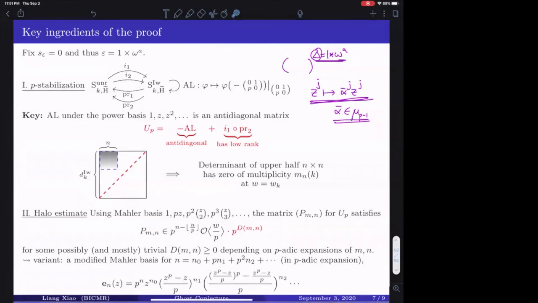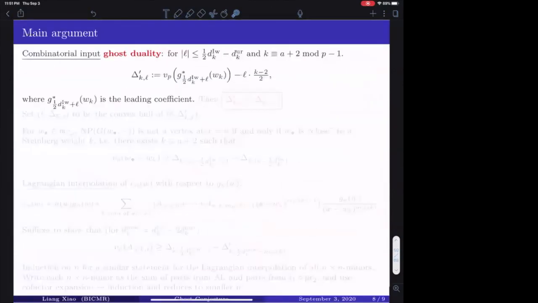So let me take another couple minutes. Let's talk a little bit about the main ingredients. The key combinatorial input is so-called ghost duality, as we call it. This was communicated to us by Bergdall and Pollack. They did a lot of computation and realized that there's some interesting combinatorial phenomenon about this ghost series. So this is a little technical.